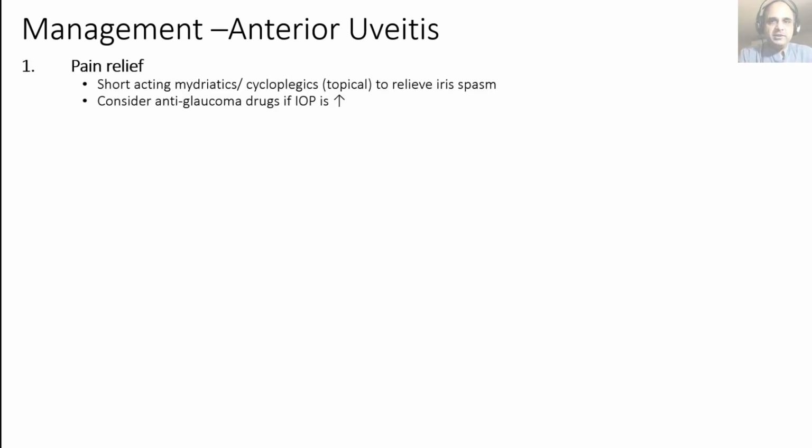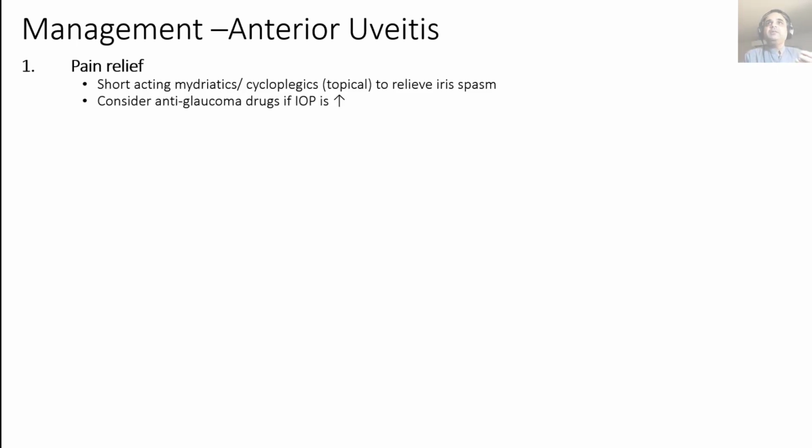How do we manage these patients? Obviously, the patient is presenting with two things: pain together with decreased vision, pain and redness together with decreased vision. So we need something for pain relief, and pain is because of iris spasm. So we need to release the iris spasm, we need to relax the iris muscle.